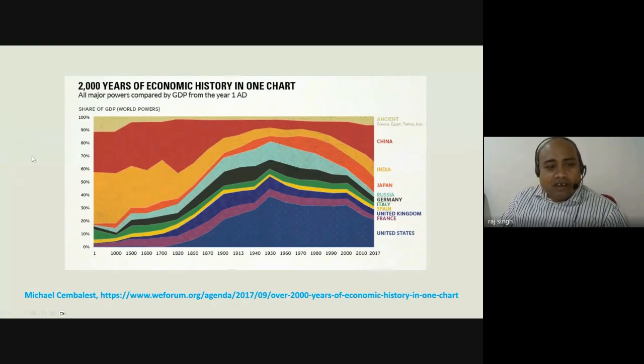This figure is well researched by Michael Semblast, who was the CEO of the JP Morgan Institute. It shows 2000 years of economic history in one chart. The y-axis is the percentage, and the x-axis is the timeline from 1 AD to 2017. You see that around 1820, India had almost 20-25% of the world GDP, and China also had a large share. But after 1820, our economy shrank and we became a developing nation.